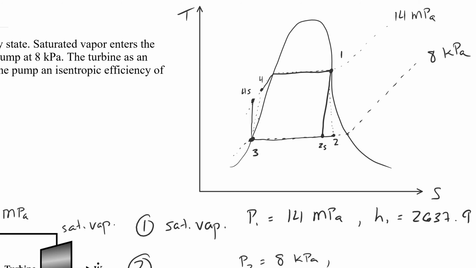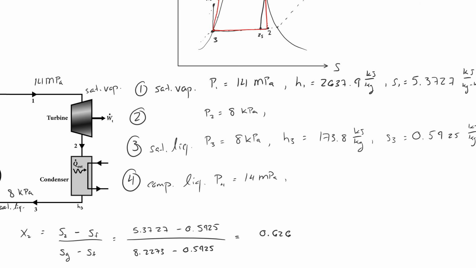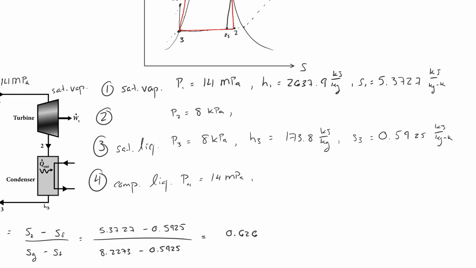So, in red now, let's trace the path of the cycle of interest in this problem. So 1 to 2, 2 to 3, 3 to 4, and 4 to 1. Okay. So, now let's look at our state data. So nothing will have changed about state 1, right? The performance of the turbine doesn't affect the fact that I have a saturated vapor at 14 megapascals.